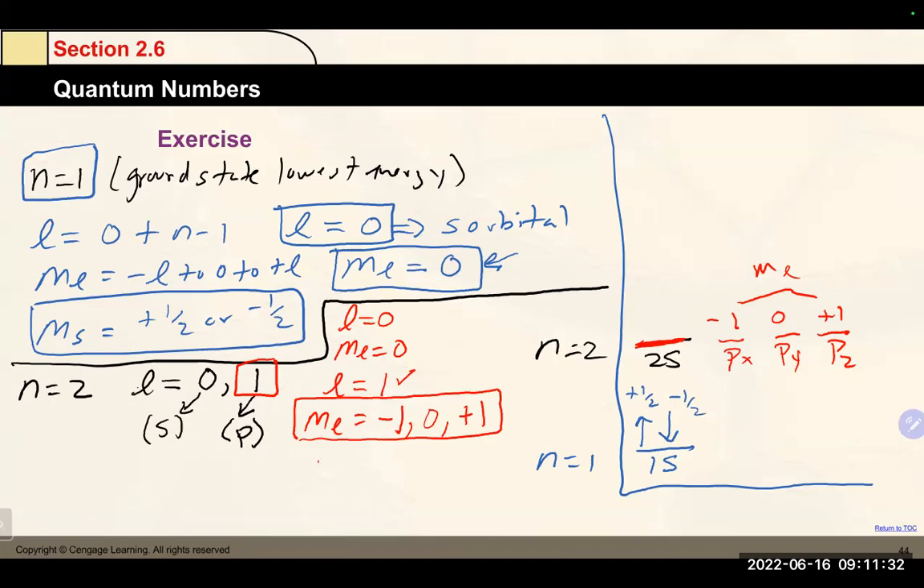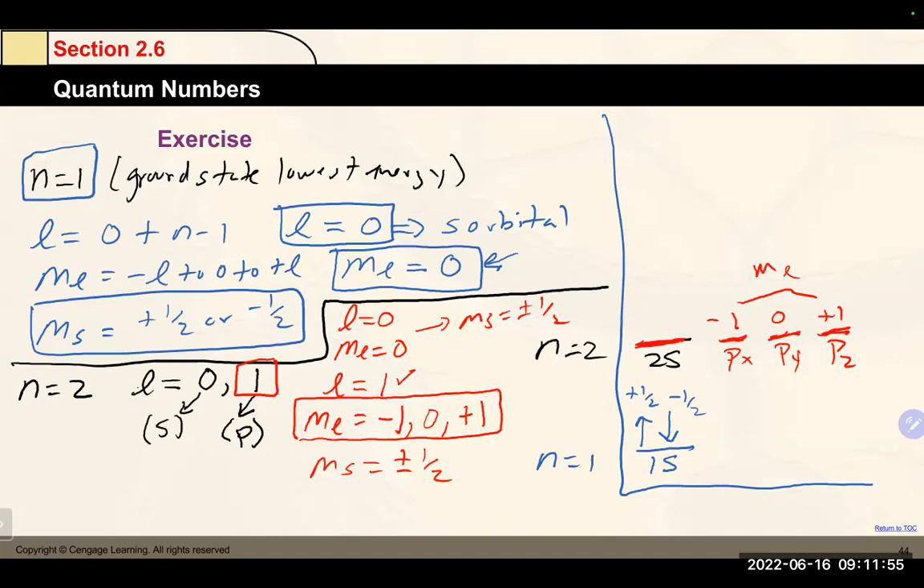By the way, the m sub s for each of these would be plus or minus 1/2. Right? This one would have an m sub s of plus or minus 1/2. And again, in each of these orbitals that I drew here, we could put 2 electrons, one going upwards, one going downwards. Any questions on that there?